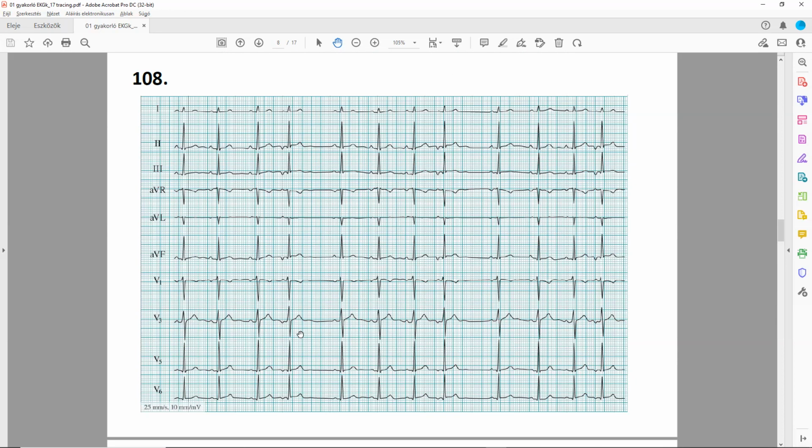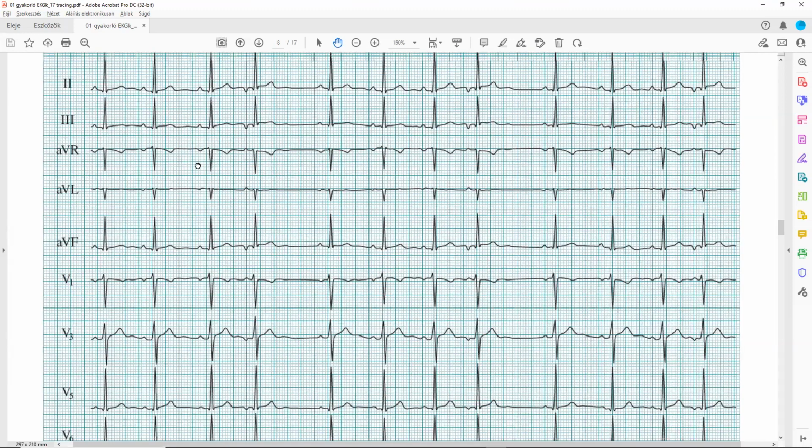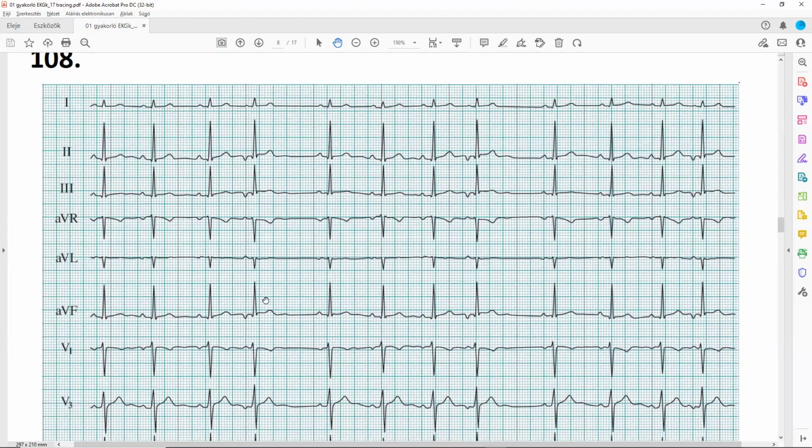Okay, so I count the number of R waves for the 6 seconds. There are 8 R waves, so I multiplied by 10, and so heart rate is 80 BPM. Yes, it's about 80 BPM. And for the axis, lead 1 is positive, and also aVF is positive. So this is normal axis.